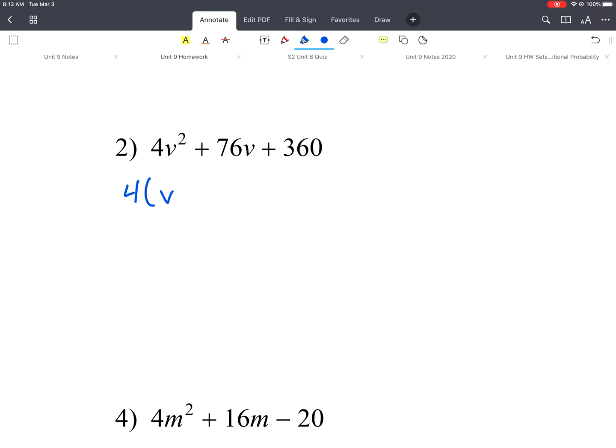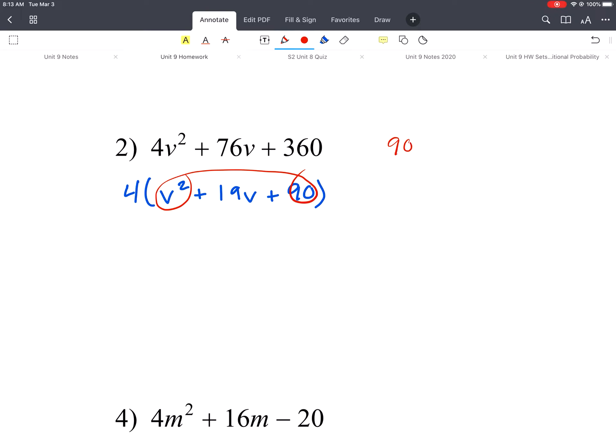So what would be left would be v squared plus, looks like 19v, and plus 2, I think it's going to be 90. Okay, maybe I should double check. So always use your calculator, because I always make mistakes, so everyone makes mistakes. So I'd use a calculator to double check your answers. So 76 divided by 4, yep, that's 19, and 360 divided by 4, that gives you 90, okay? So we're good there. Then we're going to do glasses.